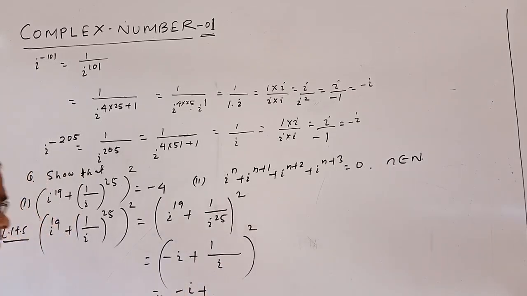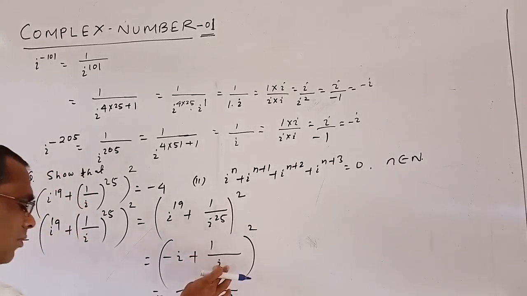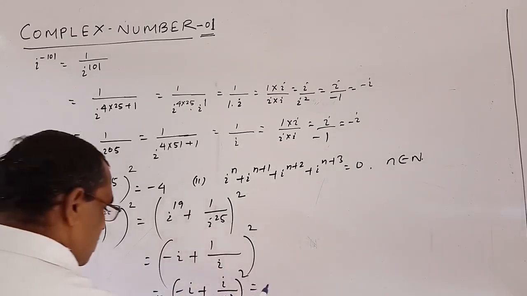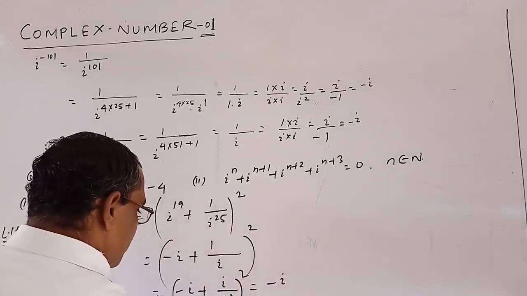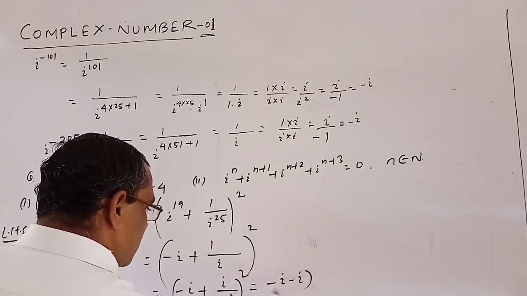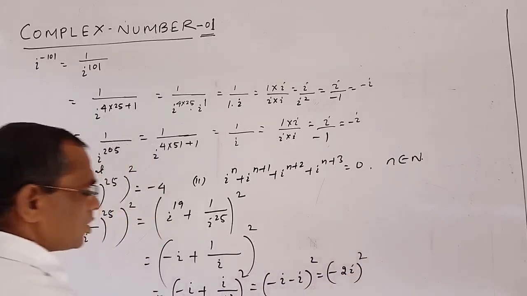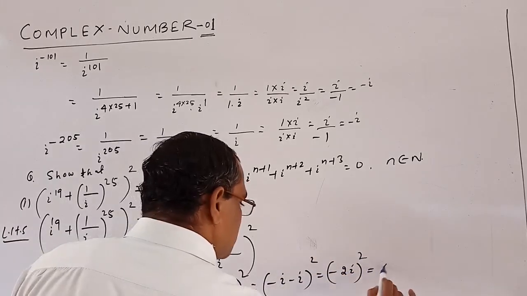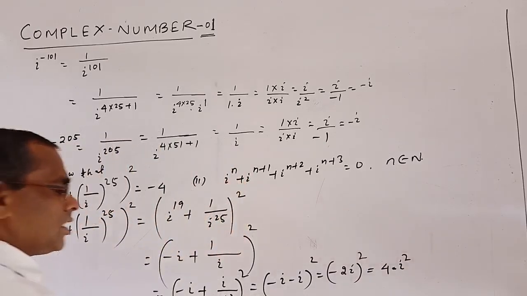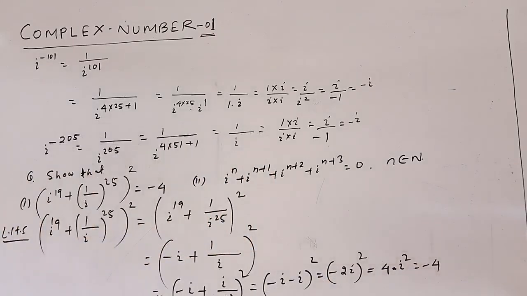Here 1 by i means i by i square. Multiplying by i gives i by i square, whole square, and this is minus i square, meaning minus 1. So i by i square, then minus i, whole square, and this is minus 2i whole square. Minus 2i whole square means 4 into i square, and 4 into i square means minus 1, so this is minus 4. Okay.